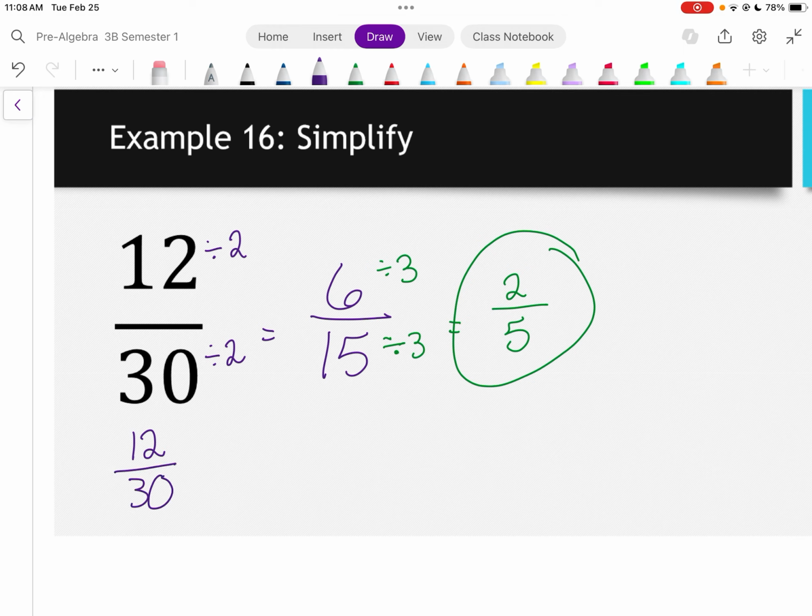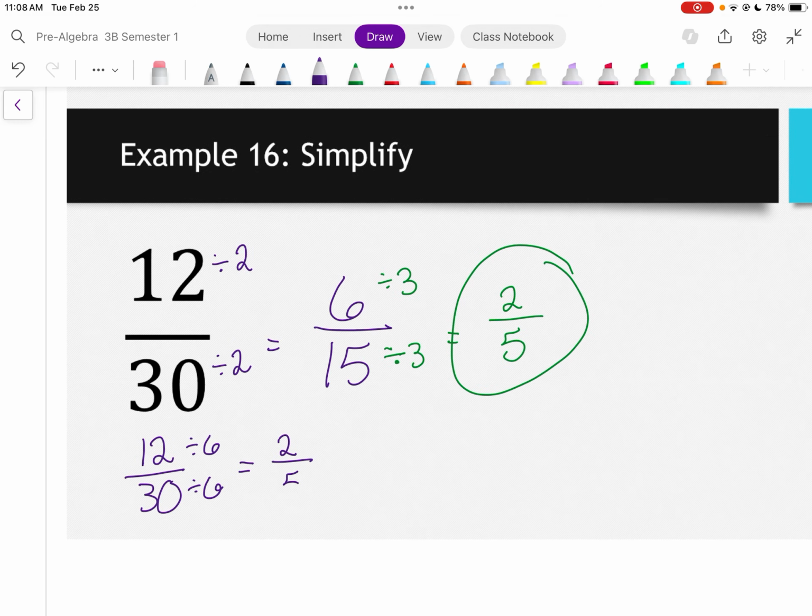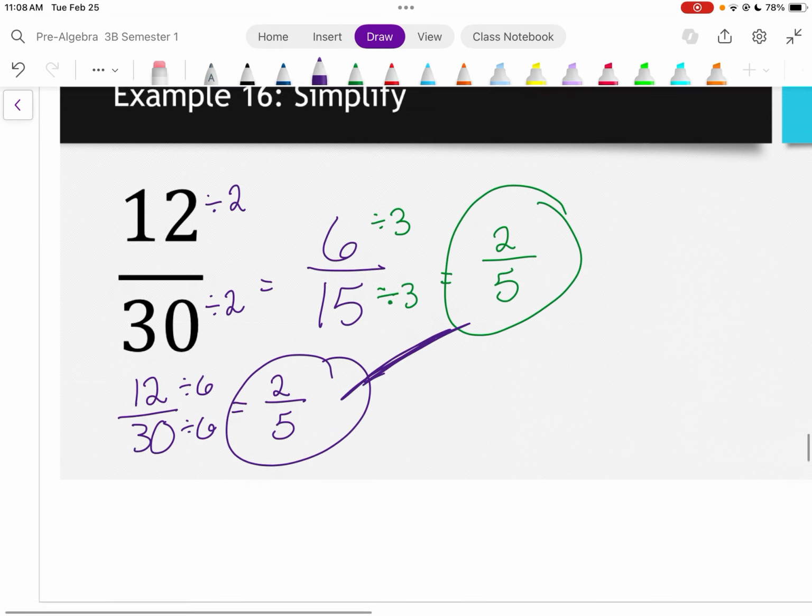So another way you could have simplified 12 over 30 is dividing these both by 6 to start with. 12 divided by 6 is 2. 30 divided by 6 is 5. So again, 2 different ways to do the same problem, but the results in the end are the same value.